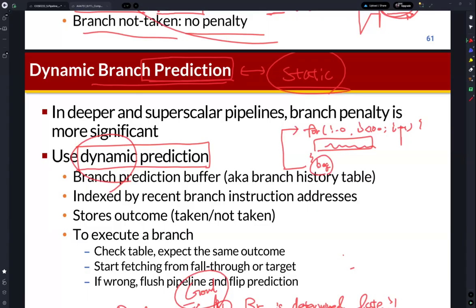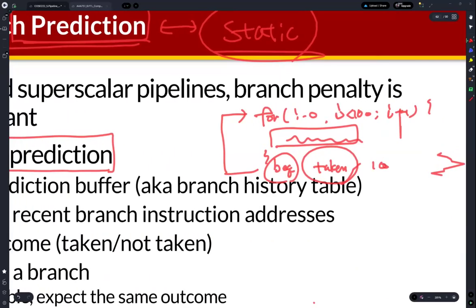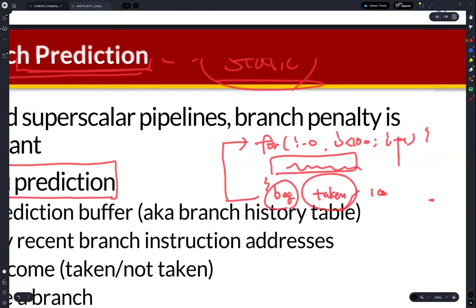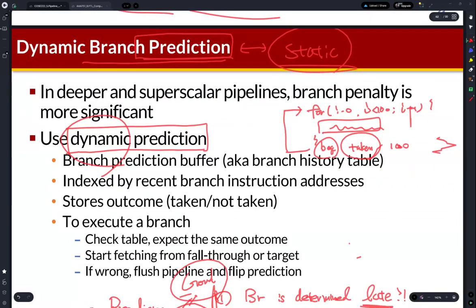So what does that mean? The branch will be taken. How many times? 100 times, right? And as I mentioned, we can frequently observe this type of for loop in our code.